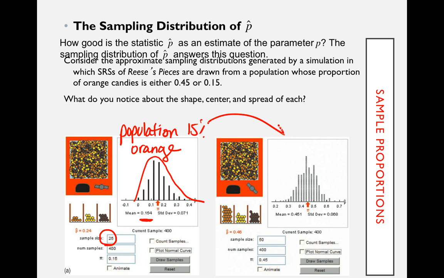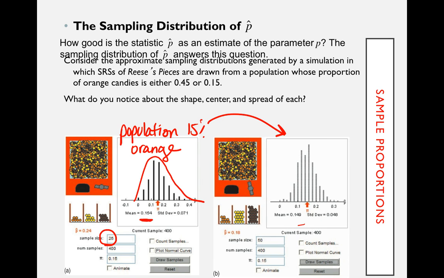Over here, we're still looking at a simulated sampling distribution where the population is 15% orange candies. And in this case, hang on, it didn't pop up yet. There we go. We are centered again around 15%, but when we take that larger sample size, the standard deviation of about 7% for a sample of 25 goes down to about 5%. So the sample size is definitely playing a role in our standard deviation. We also see that this sampling distribution is a little more normal than the one on the left with the smaller sample size.